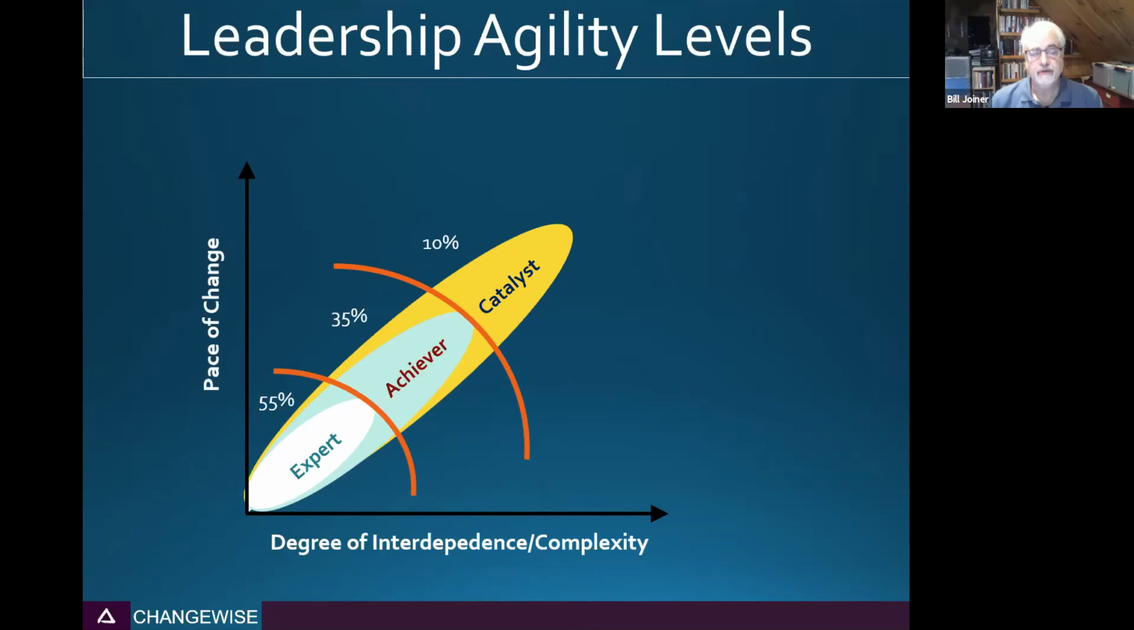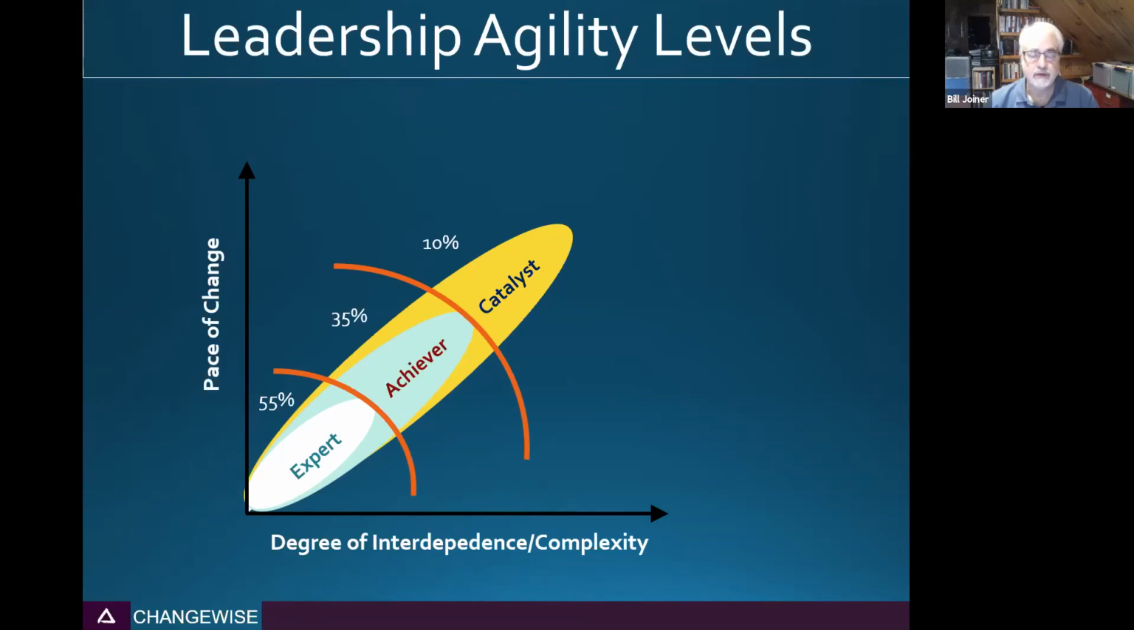Achiever leaders are very effective. They're more strategic. Expert leaders are more tactical. Achiever leaders can be very effective in environments, as I said, like we had in the last half of the last century. And it's really been a combination of expert and achiever leadership that for many, many years has taken organizations to where they've gotten at this point. But now with this new environment, there's a need for what I call catalyst leadership. Now, unfortunately, there's only roughly 10% of leaders who can reliably act from this level of agility.